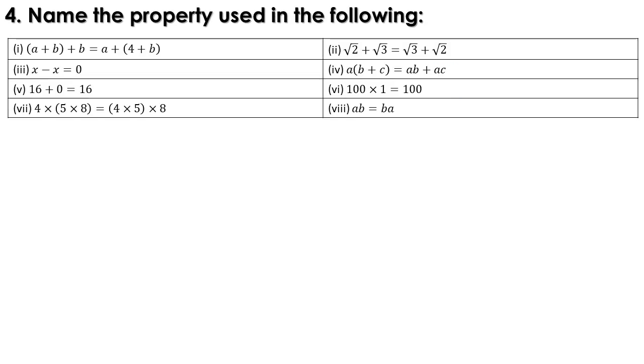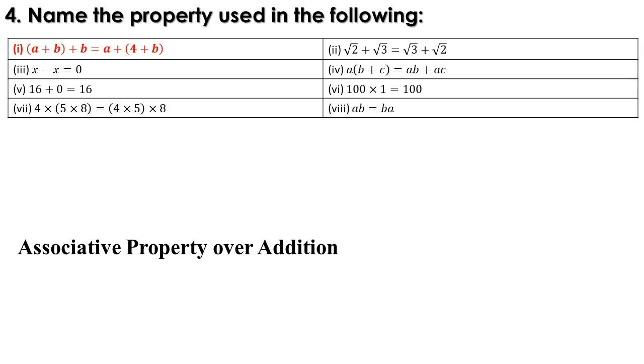Question 4. Name the property used in the following. First, let's look at this equation: (a + b) + c equals a + (b + c). This is called the associative property of addition. It means that the way we group numbers when we add them doesn't matter. Whether you add a plus b first or b plus c first, you'll still get the same answer.